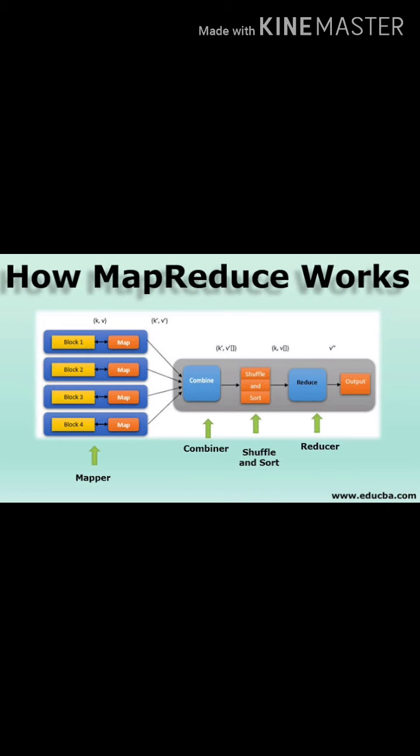Coming to the reducer, after all the mappers complete processing, the framework shuffles and sorts the results before passing them on to the reducers. A reducer cannot start while a mapper is still in progress, so all the map output values that have the same key are assigned to a single reducer, which then aggregates the values for that particular key.